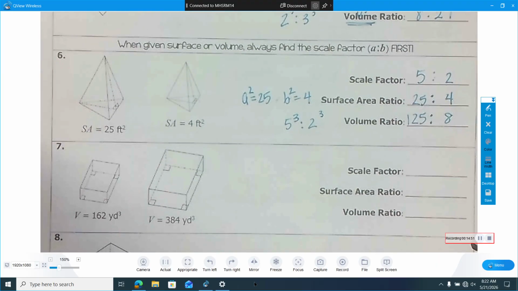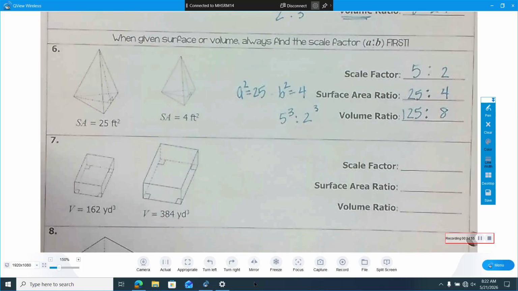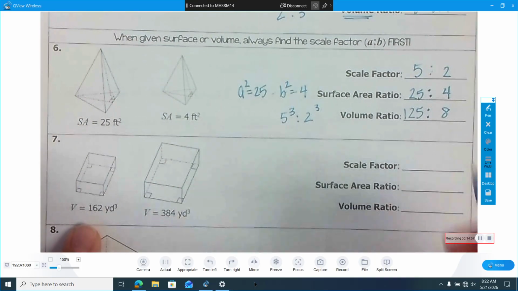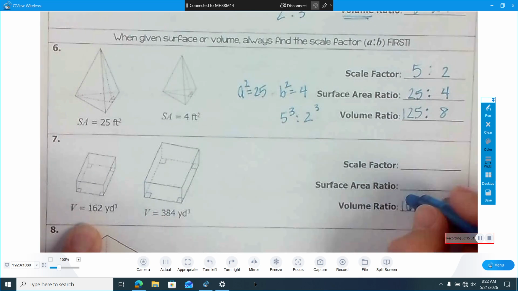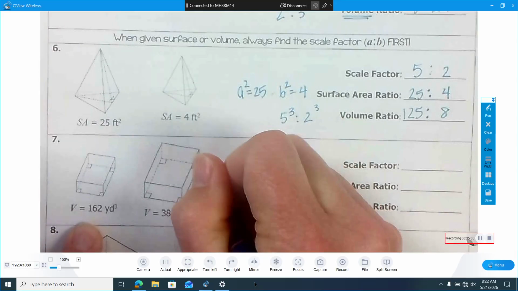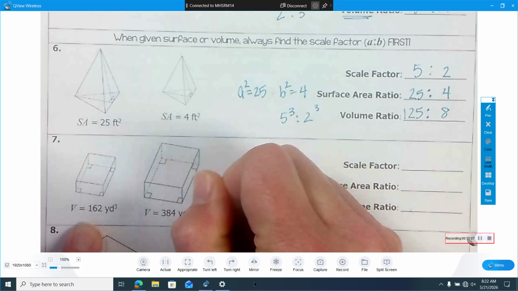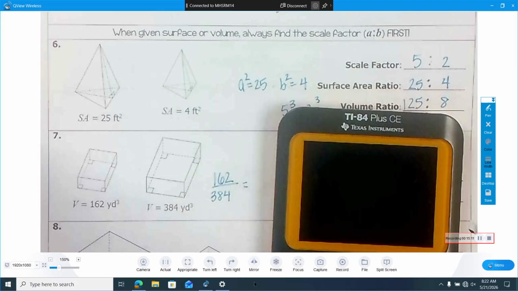Questions on that? All right. Which one are they giving us, number 7? Volume. They're giving us 160, oh, that reduces? Holy mackerel. Never would have thunk it. 162 over 384. Ooh, I'm going to check to see.